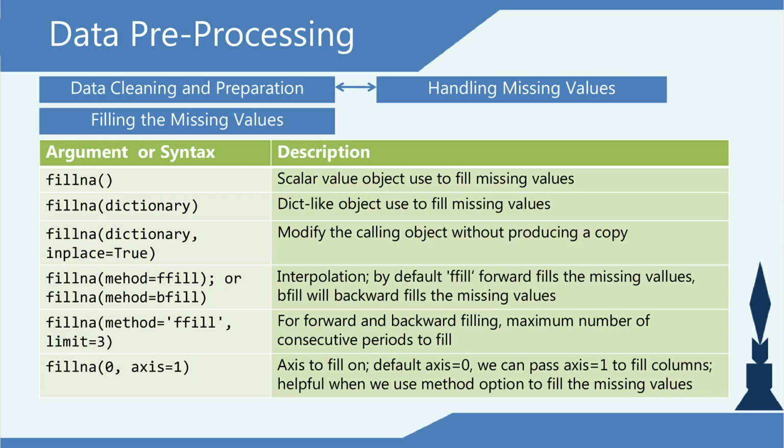We can also use our own standard aggregation methods to fill the missing values using the fillna method, for example mean or minimum or maximum, etc. The fillna method uses many other parameters to control the missing values as per our requirement.